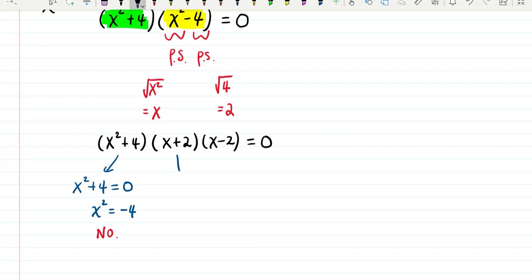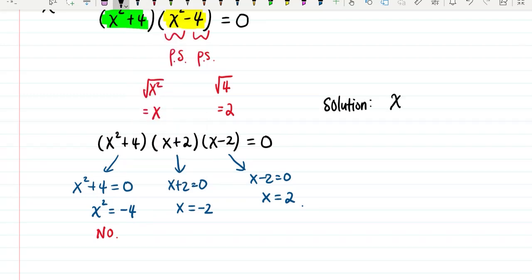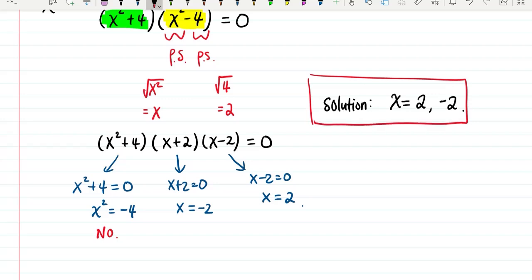Let's try the next one. X plus 2 is equal to 0, and that means x equals negative 2. So there's one solution. Last bracket, x minus 2 is equal to 0, x is 2. So that means the solution for this equation is x is positive 2 or negative 2. And there is the solution right there.